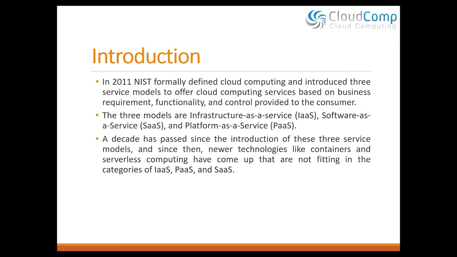Though cloud computing started as a business earlier than 2011 by companies like IBM, Microsoft, HP, and all, who started offering services in a pay-per-use model to their customers, it was finally formalized by NIST under three categories based on the business requirement, functionality, and control which is provided to the customer or shared among the customer and the provider. The models were namely IaaS, Infrastructure as a Service, Software as a Service, and Platform as a Service.